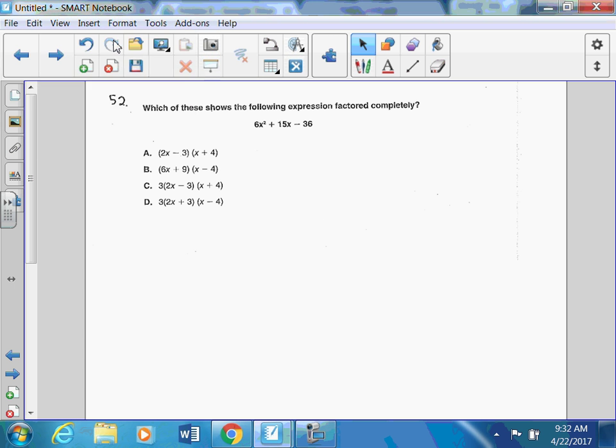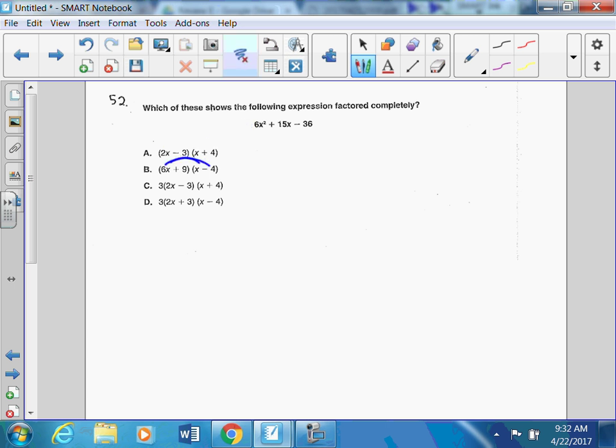Okay, I'm going to show you a couple ways to do this. Number one, we could just FOIL. I mean, if you forget how to factor, please take the time to FOIL. And if your answer gives you this here, then you know that it's going to work. If it doesn't, move on here.